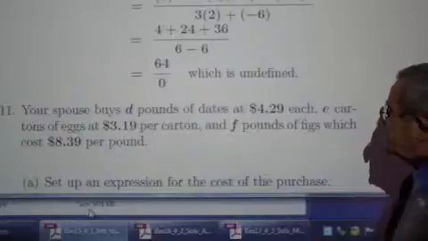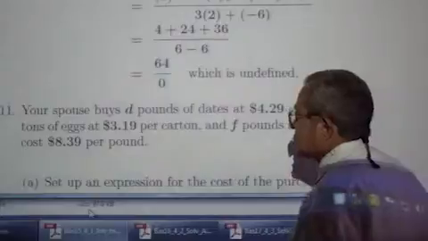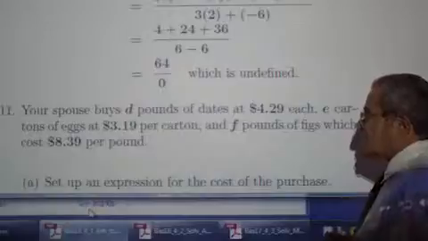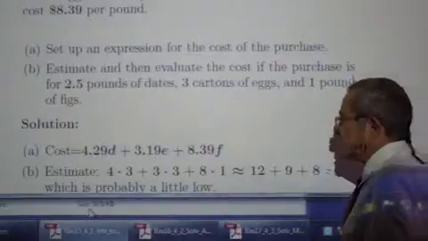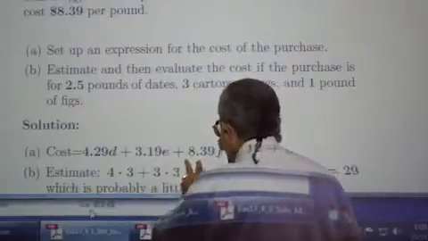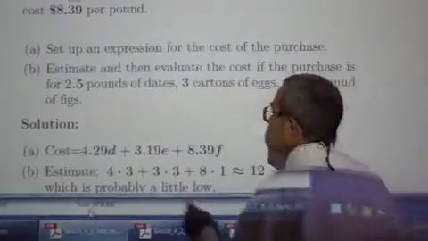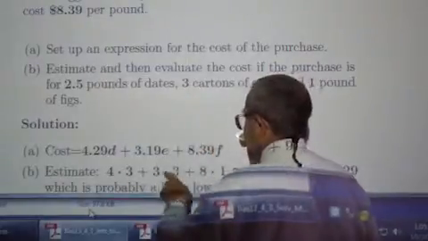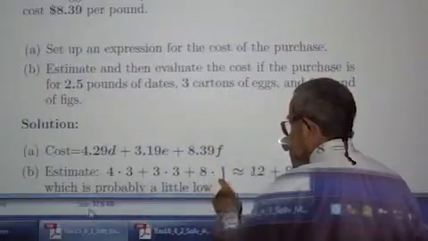Your spouse buys D pounds of dates at $4.29 each pound, E cartons of eggs at $3.19 per carton, and F pounds of figs at $8.39 per pound. Write an expression for the cost. 4.29 times D plus 3.19 times E plus 8.39 times F. And if you buy 2.5 pounds of dates, that becomes 2.5. You buy 3 cartons of eggs, that becomes 3. And you buy 1 pound of figs, that becomes 1.